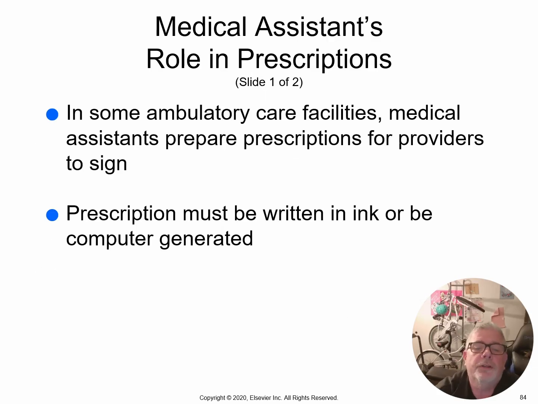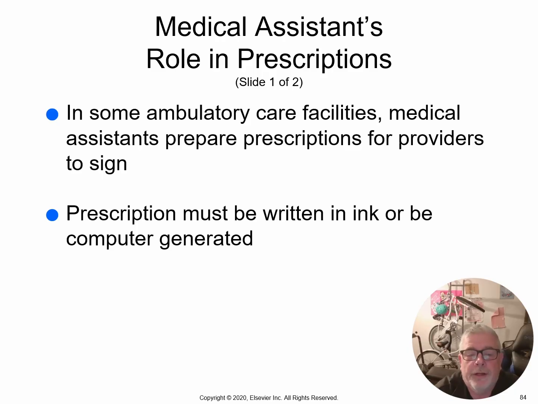So what is your role in prescriptions? Well, in some ambulatory care facilities, medical assistants prepare the prescription for providers to sign, or they put the prescription in the electronic health record. They put in everything: the signature, the dose, the dispense, the number. The provider either signs it and hands it to the patient, or hands it to the MA to hand to the patient, or they review it in the electronic chart and electronically sign it and then press the button to send it to the pharmacy.